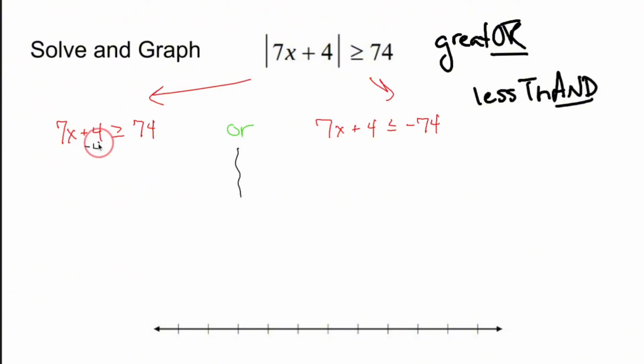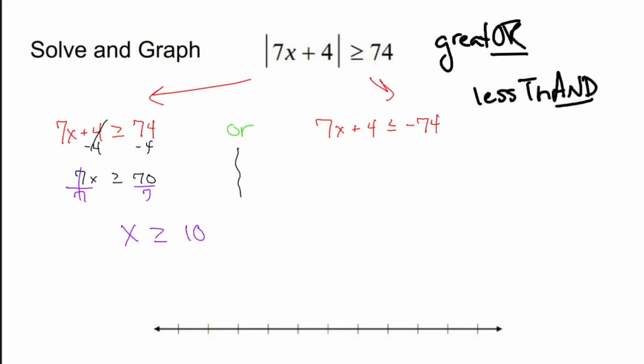So you subtract 4, 7x is greater than or equal to 70. Divide both sides by 7. x is greater than or equal to 10.